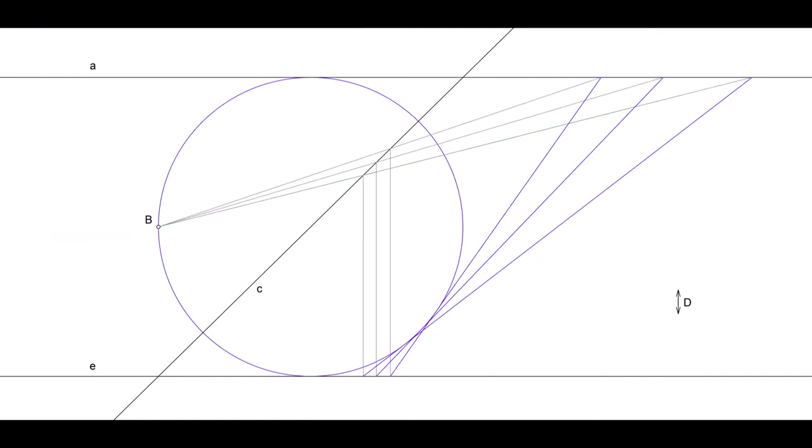Here is a decluttered version. It's simple to construct. Shall we review our lemmas? Steiner's pointwise and linewise constructions can generate circles.